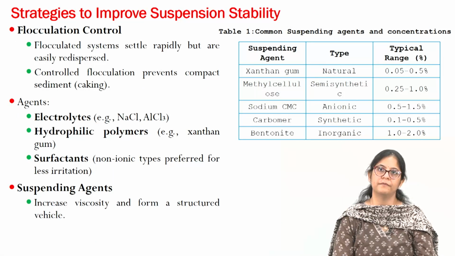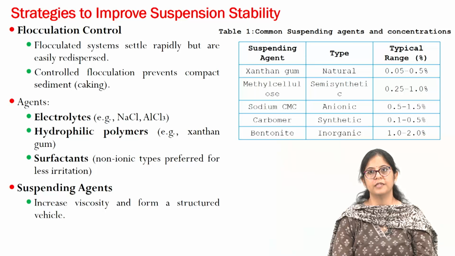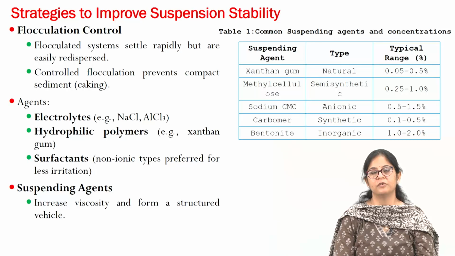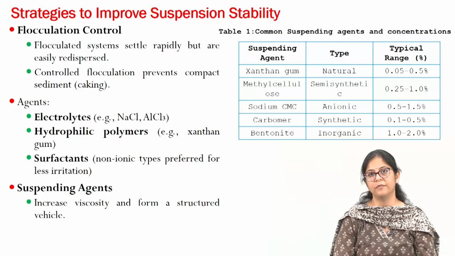The strategies which can help improve the suspension stability are flocculation control. Flocculated systems settle rapidly but are easily redispersed. Controlled flocculation prevents compact sedimentation and caking. Agents like electrolytes, that is NaCl or aluminum chloride, hydrophilic polymers like xanthan gum, and surfactants can help control flocculation; non-ionic types are preferred for less irritation.